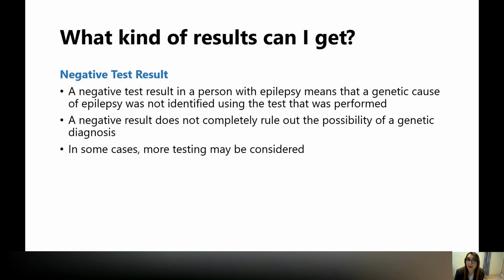You can also get a negative test result, and that means a genetic cause was not found for that individual, but that does not completely rule out the possibility of a genetic diagnosis. Because as I said, we're still discovering a lot of genes. So the fact that you have a negative result does not mean your epilepsy is not genetic. Maybe it means more testing might be considered and that has to be reassessed in the future, but it does not necessarily mean you don't have it.